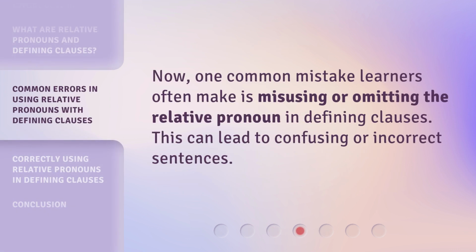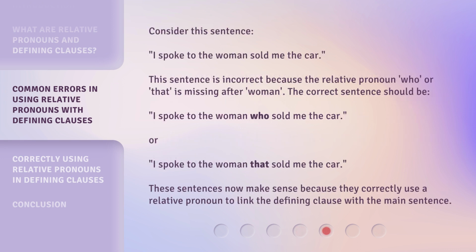Now, one common mistake learners often make is misusing or omitting the relative pronoun in defining clauses. This can lead to confusing or incorrect sentences. Consider this sentence. I spoke to the woman sold me the car. This sentence is incorrect because the relative pronoun, who, or that, is missing after woman. The correct sentence should be, I spoke to the woman who sold me the car. Or, I spoke to the woman that sold me the car. These sentences now make sense because they correctly use a relative pronoun to link the defining clause with the main sentence.